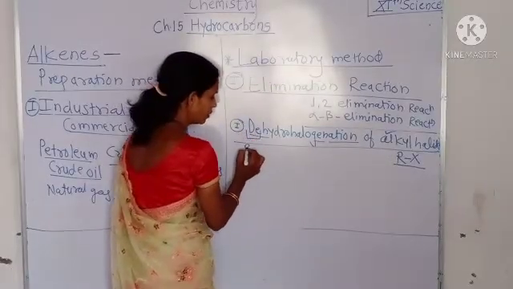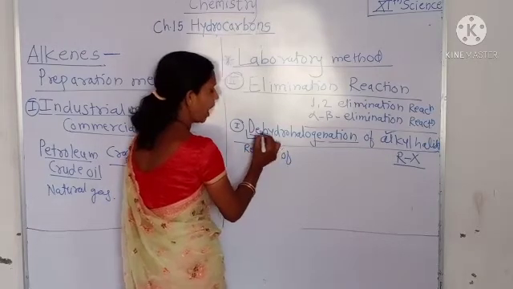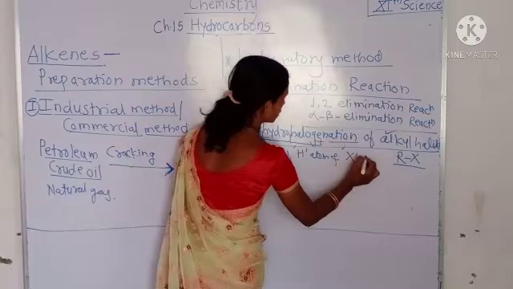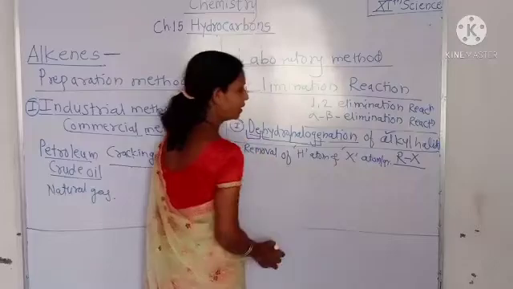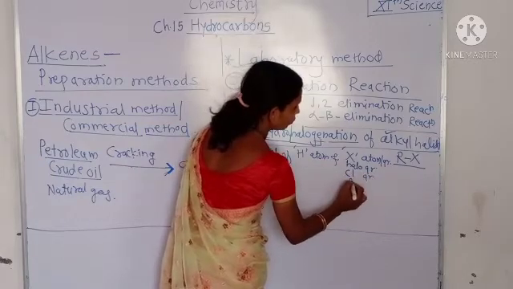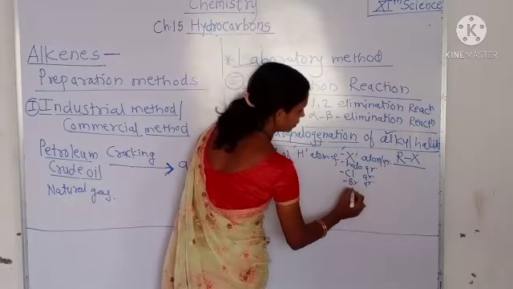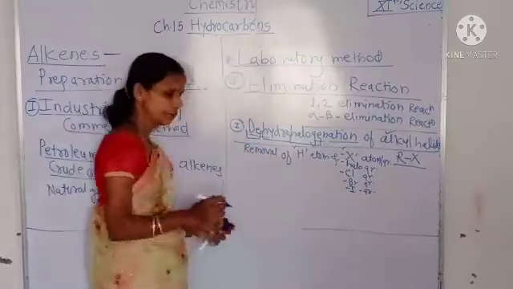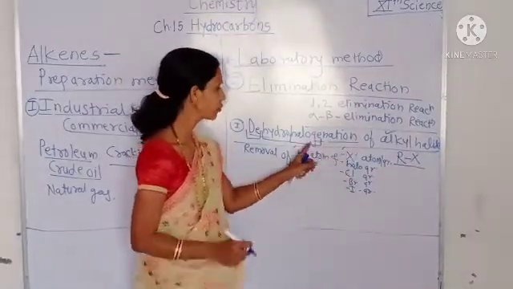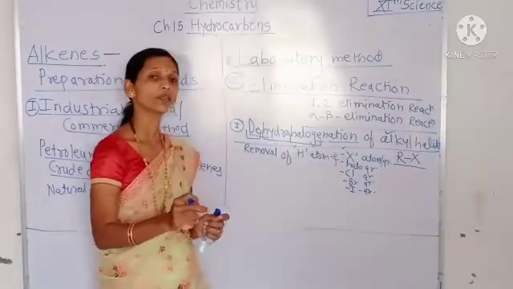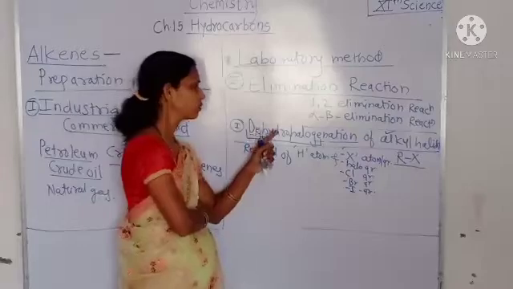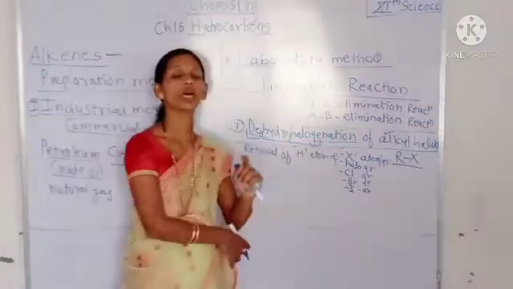See here, D means removal of hydro, which means hydrogen atom, and halo means X group or atom. Here the halo group or atom is a chloro group, bromo group and iodo group. That means removal of hydrogen atom as well as halo atom from alkyl halide when alkyl halides are boiled with alcoholic KOH. That process is called dehydrohalogenation of alkyl halide.